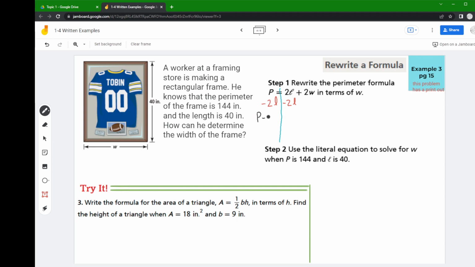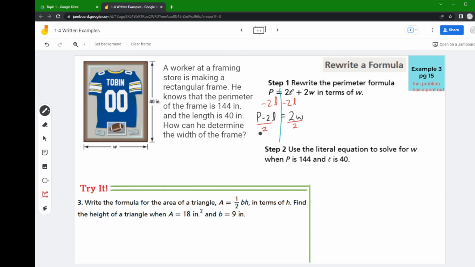So on the left-hand side, I get the perimeter minus twice the length, and on the right-hand side, I'm left with twice the width. And then the second part of this, right, the 2 and the W, since they're touching, are multiplying to each other. And so to counteract that multiplication, I'm going to divide by 2. And what you do to one side of the equation, you have to make sure to do it to the other side.